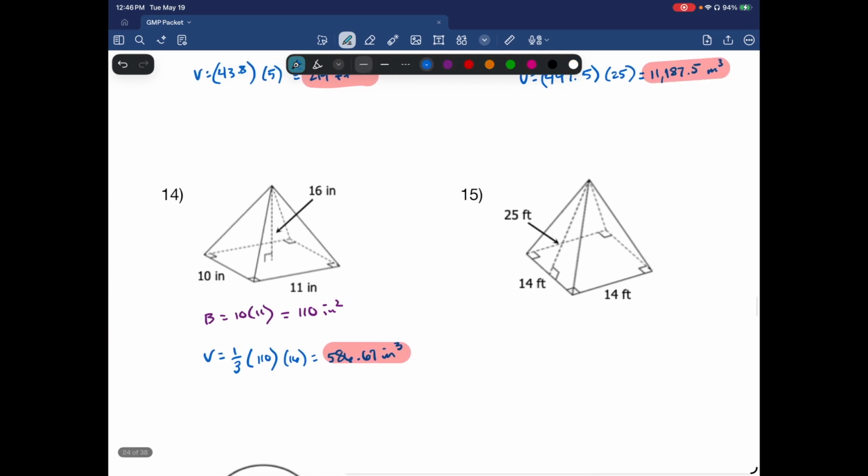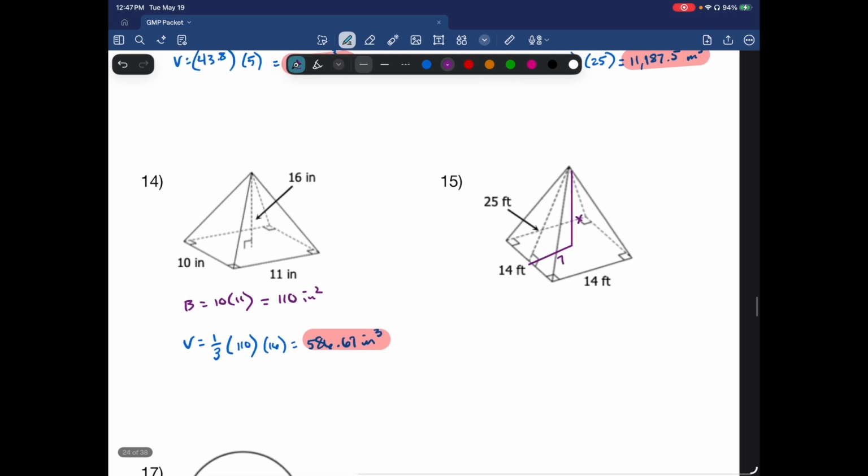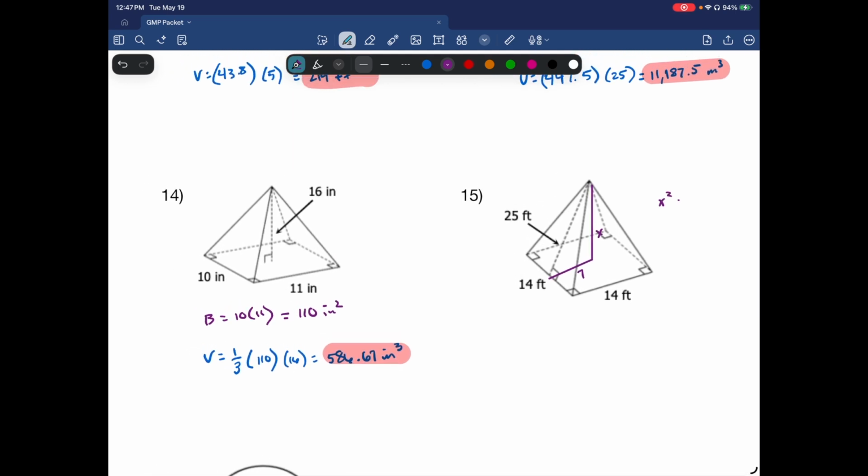Now, in surface area, I needed the lateral height. On a volume, I need the height of the figure. Right, so if they give you the lateral height here with volume, I need to use the Pythagorean theorem to find this height. So that's going to be 7, because it splits it in half. All right, so that's going to be x squared plus 7 squared equals 25 squared.